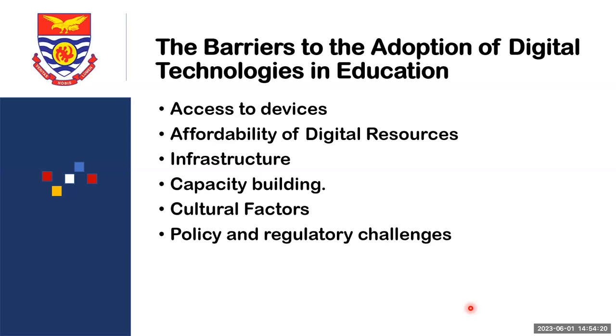And then limited access to even reliable electricity at times in some parts of Ghana. And then internet connectivity issues. And of course, many schools in the rural areas lack the necessary infrastructure to support the use of digital technologies in education. And so these challenges hinder the adoption of technologies. And then capacity building.